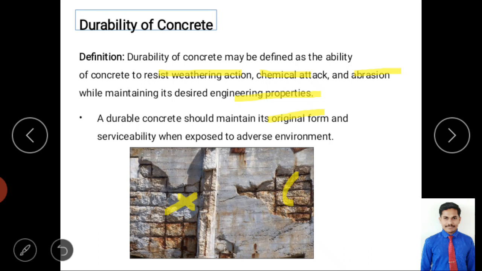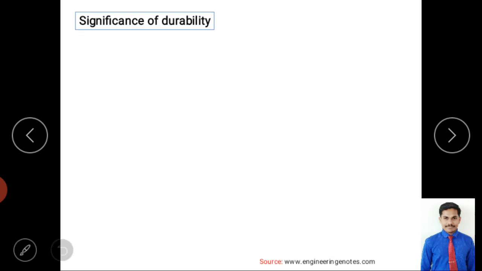So you can see in the image I mentioned, it is not maintaining the original form, right? You can even see the corrosion of the bars and silica reaction, right? You can see that it is because of poor durability. So now we'll see the next topic, significance.